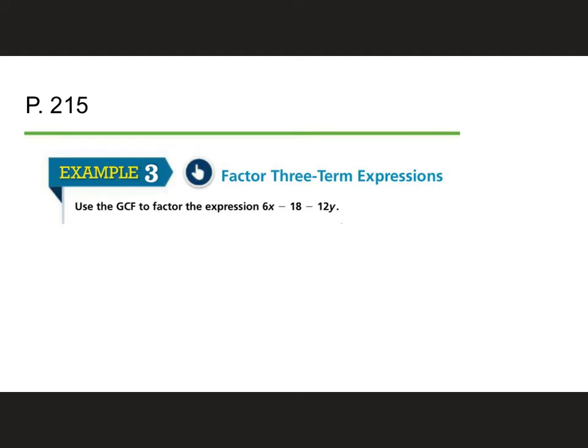Now let's say we have to factor 3 terms. When you're factoring 3 terms, we need to look and see what their common factor is. There's actually kind of a trick to finding the GCF, and so there's this L method. What I'm going to do is write each term: 6x plus negative 18, and then plus negative 12y.